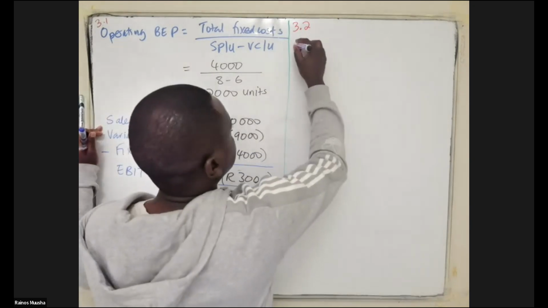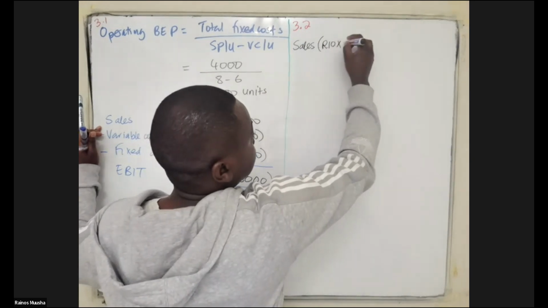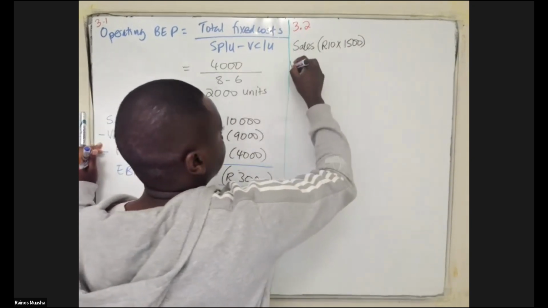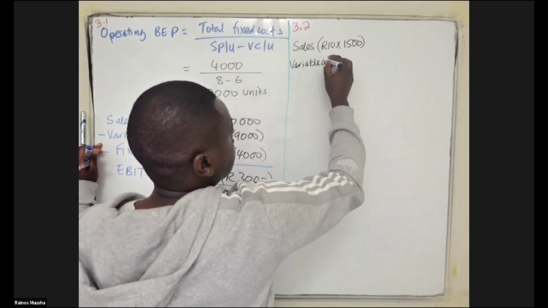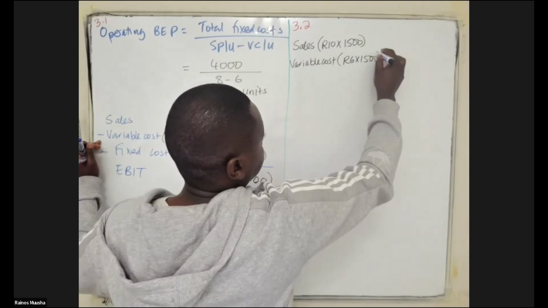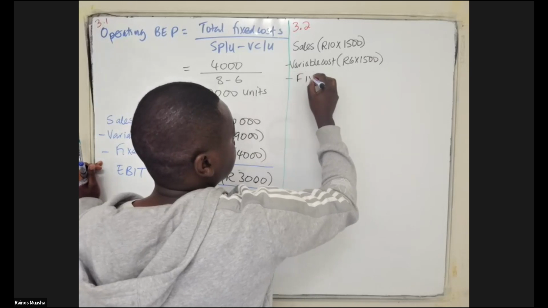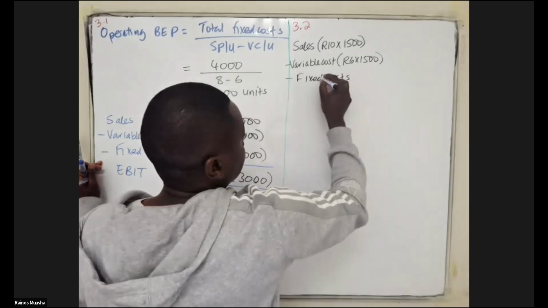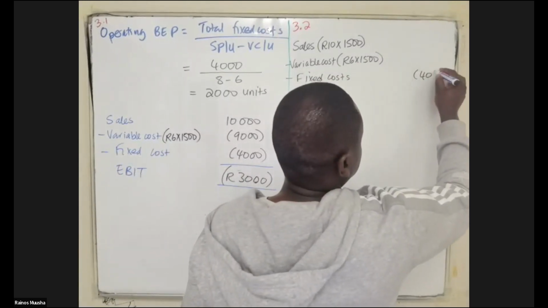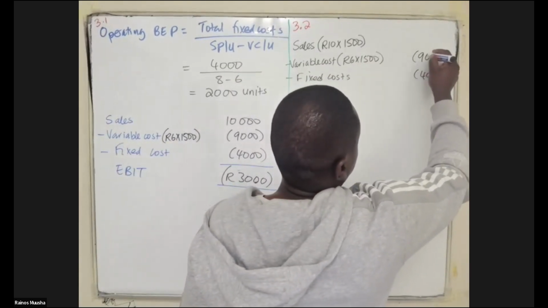our sales is going to be equal to 10 rand per figurine, and we're going to be selling 1,500 figurines. So we need to find out exactly how much our sales is. Our variable cost is 6 rand multiplied by 1,500 figurines, and then minus variable cost, minus fixed cost as well. The fixed cost is already given to us as an amount of 4,000. Remember here, we saw that the variable cost amounts to 9,000.